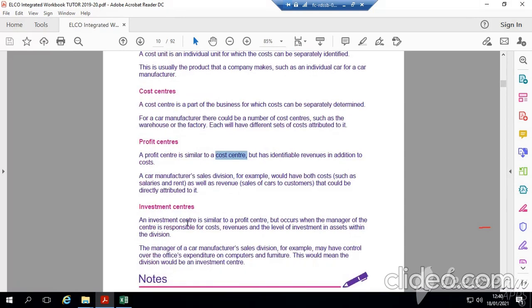Investment center is similar to the profit center, but the case is when the manager of the center is responsible for the cost, revenue and the level of the investment in the assets. Investment probably is going to be upgrading of the machinery, or probably providing additional capacity.